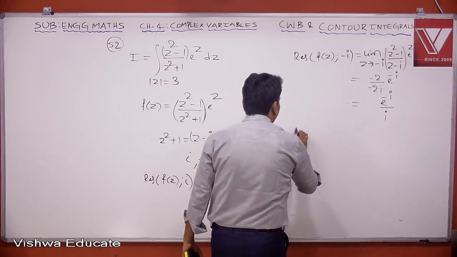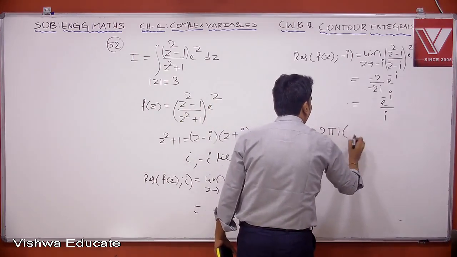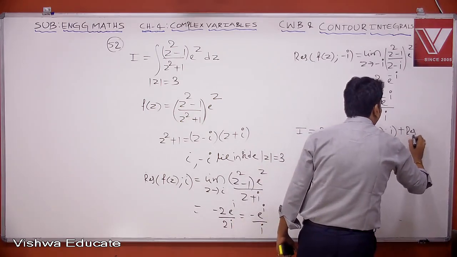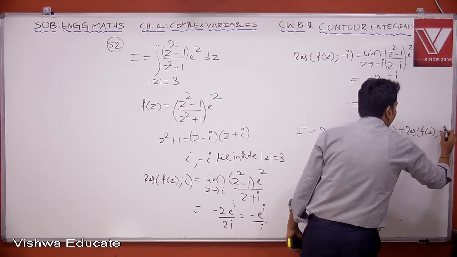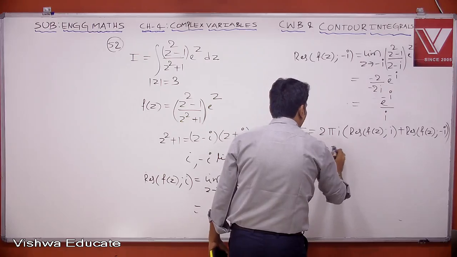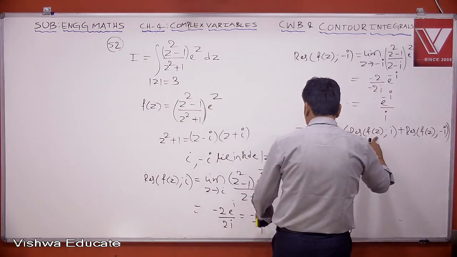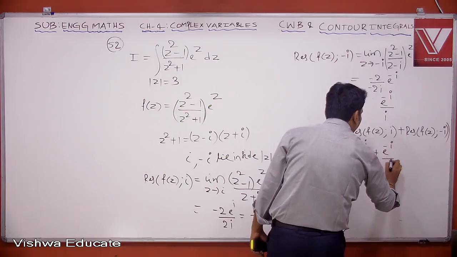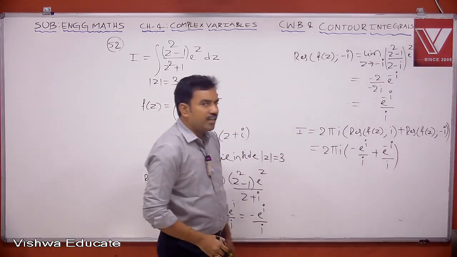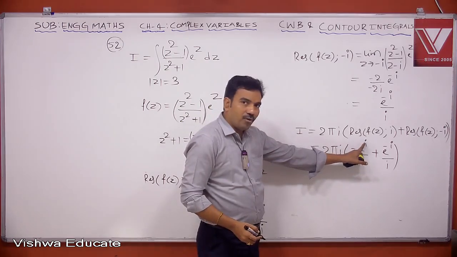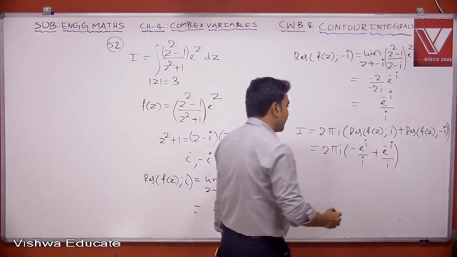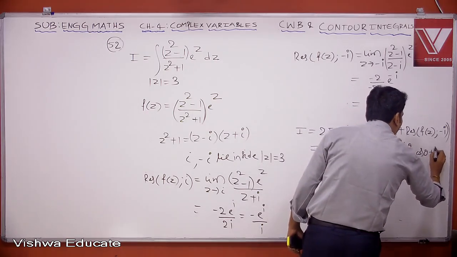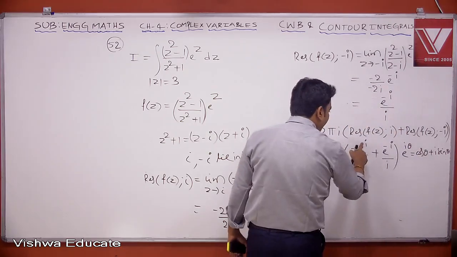Therefore this integral I is 2 pi i into the residue of f of z at i plus the residue of f of z at the second singular point, minus i. So this is 2 pi i into minus e power i by i plus e power minus i by i. But the answer is given in terms of the sine function. This is in the form of e power i theta. So what is e power i theta? e power i theta is cos theta plus i sin theta.